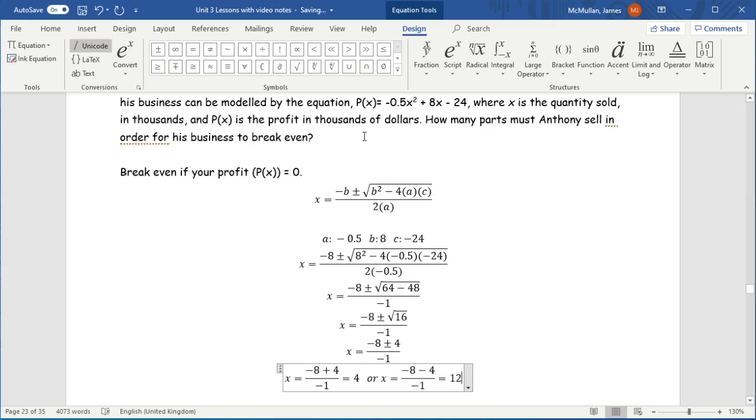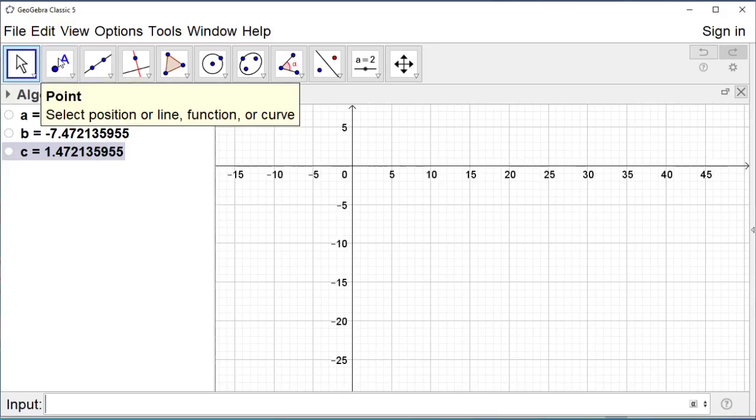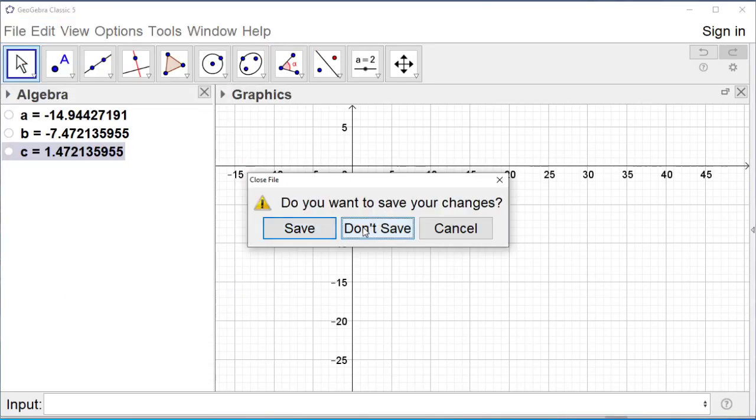So there are two ways this company can break even: if it sells 4,000 units or if it sells 12,000 units. So therefore, the company will break even if it sells 4,000 or if it sells 12,000 units. Again, let's just take a quick look at what this equation looks like for a minute, so I can make a point about this.